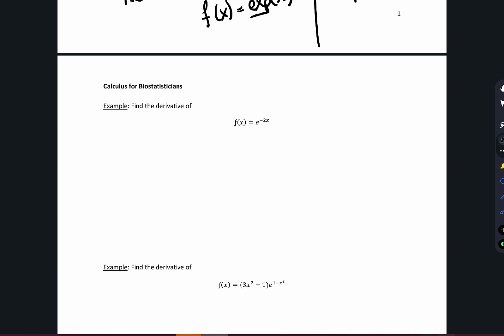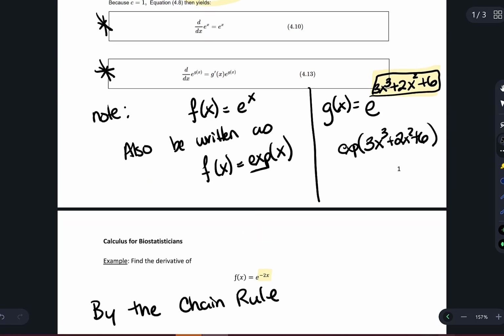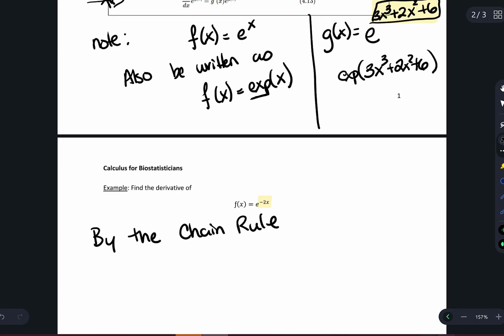All right, so for this first example, we have f of x is equal to e to the negative 2x. So notice here that in the exponent we do have a function of x. We've got negative 2x. So we're going to want to apply the chain rule. Or we're really just applying this second box right here.